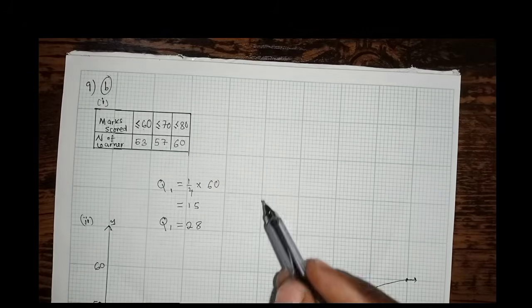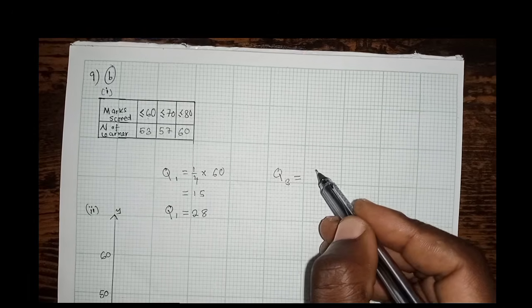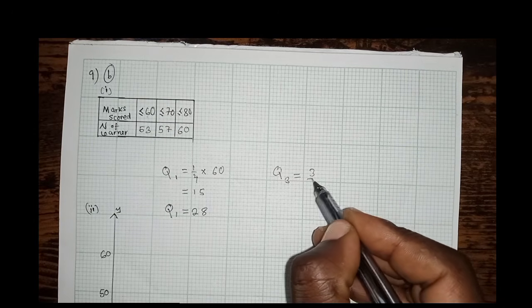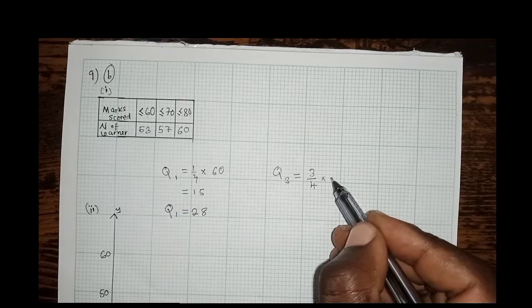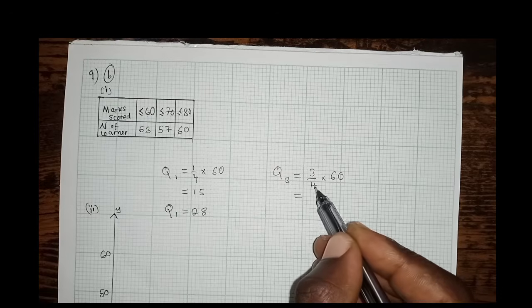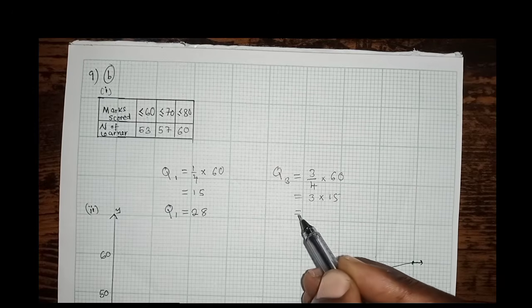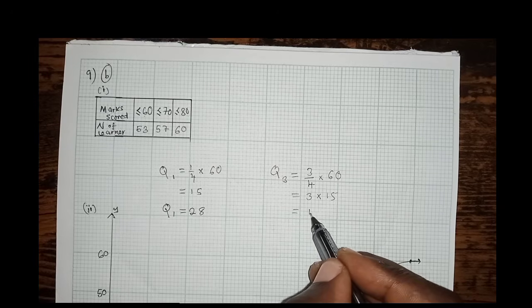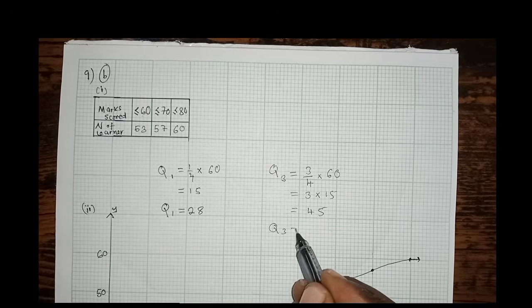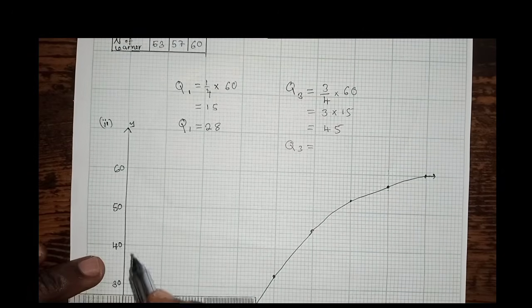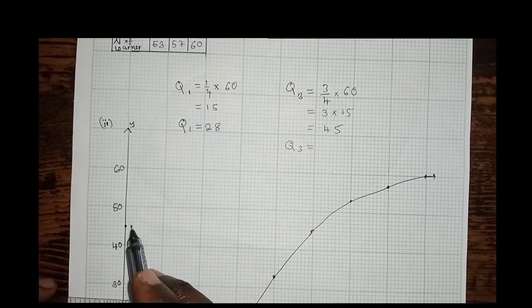We want to find quartile 3. This is the method we use, supposed to be 3 over 4. Here it was 1 over 4 times the total number, which is 60. When we work out, it will be 3 times 15. So 3 times 15, what are we getting? We are getting 45. So quartile 3 will be equal to, we go to where 45 is, which is right here.